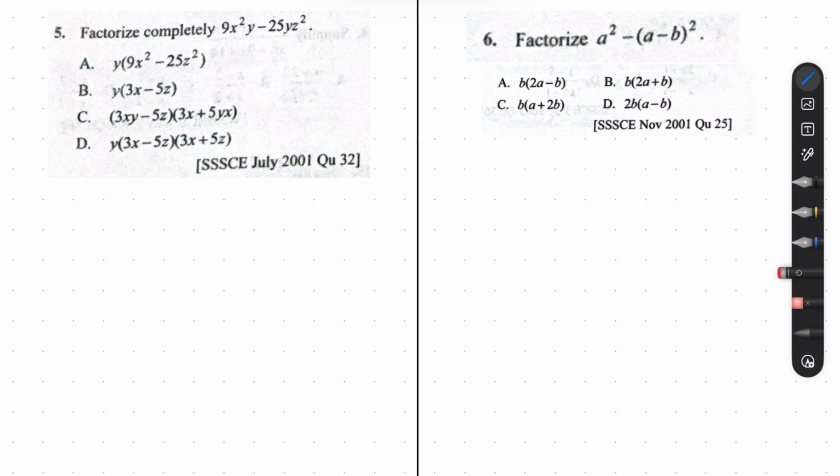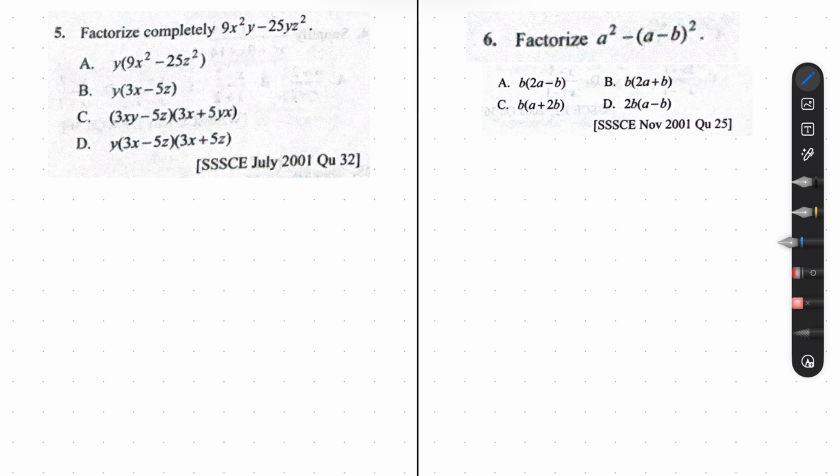The question says factorize completely this expression, which is 9x squared y minus 25y z squared. Straight away I can see a difference of two squares, because we have a lot of squares in the question. You have 9, which is a square, x squared, another square, 25, which is the square of 5, and z squared, which is another square. So let's write that down and see how best we can do it.